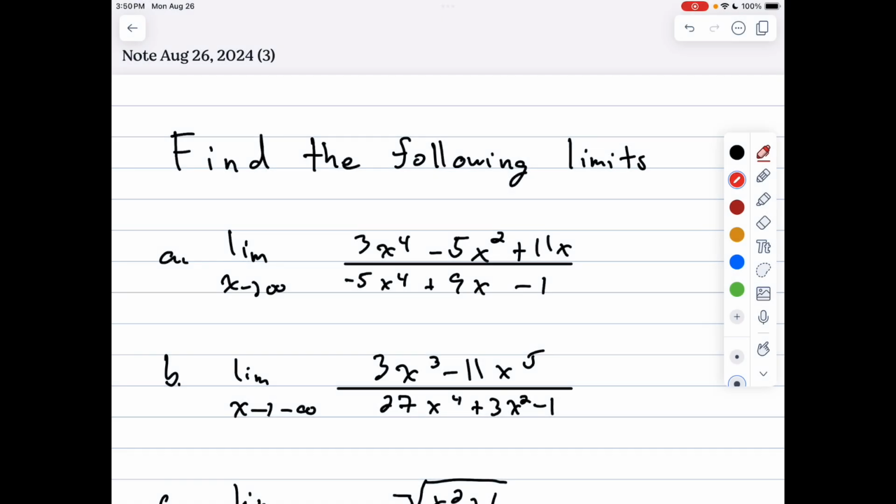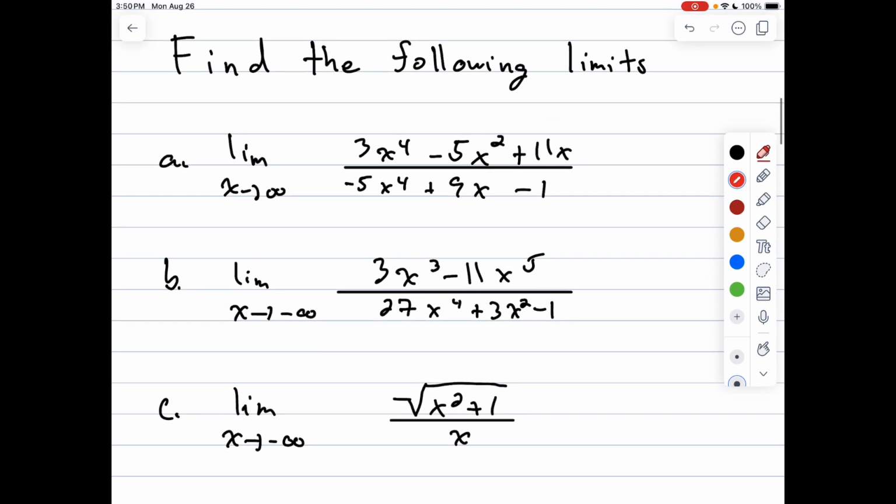Hello everyone, so today we're going to be looking at the following limit problems. For all three of these we're going to be taking the limit as x goes to infinity, or x goes without bound, as sometimes we can say. I'm going to be looking at a and b here. Let's start off with a, and I'm going to be using the same type of technique for both.